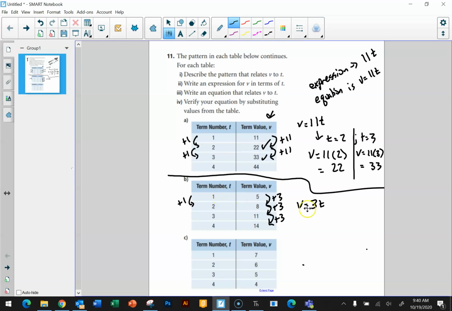5. So what do we have to do to this side in order to make it equal 5? If we're just talking about t equals 1, 3 times t is 3, and then we'd have to add 2, correct? To get to 5, right? So let's just check 1 here. 3 times 1 is 3 plus 2 equals 5. So that equation works for the first one.